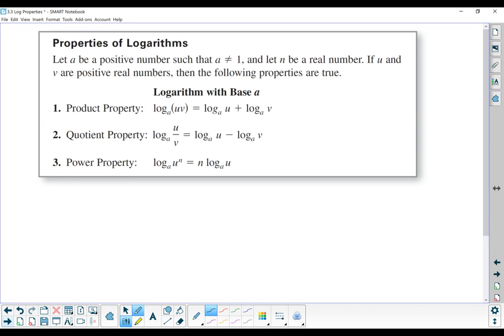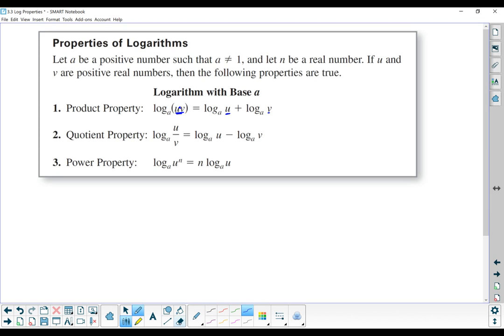There are 3 other properties of logarithms that you'll have to use as you work with logs. They are the product property, quotient property, and the power property. Logs just have their own set of rules that they follow, and they're somewhat related to exponent rules since logs are the inverse of exponentials, but they are their own thing. If we have the log of a product, like something times something else, we can write that as the log of the first factor plus the log of the second factor.